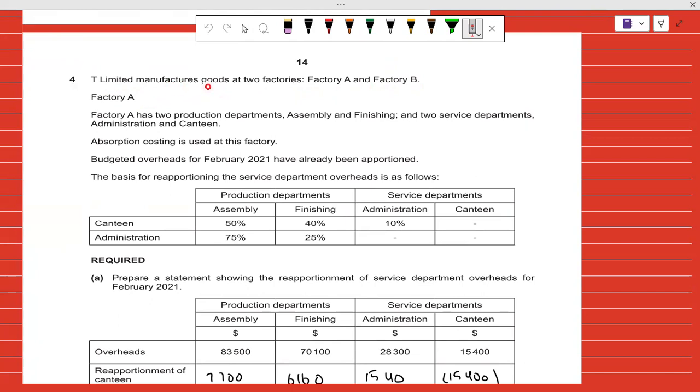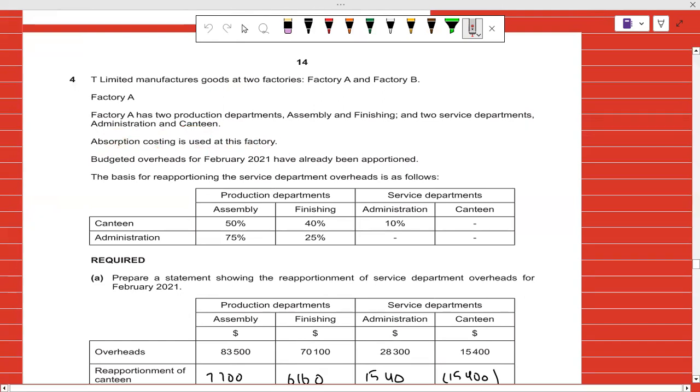Okay, so Tea Limited manufactures goods at two factories, factory A and factory B. Factory A has two production departments, assembly and finishing, and two service departments, administration and canteen. Absorption costing is used at this factory.